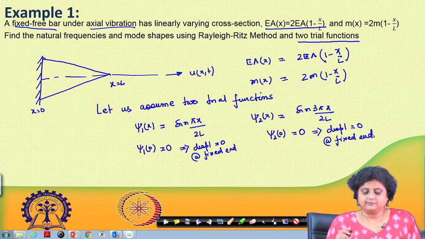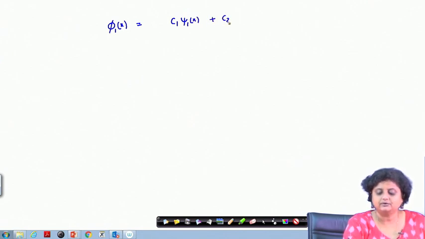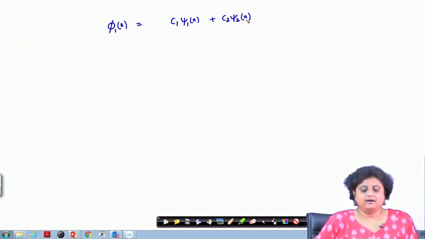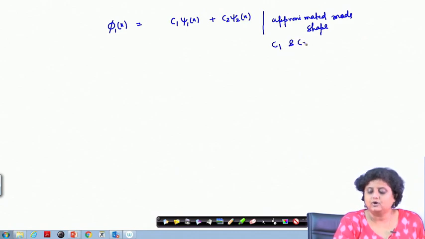So, these two are acceptable functions. Therefore, with my trial functions being these, my approximated mode shape phi 1 x is going to be C 1 psi 1 x plus C 2 psi 2 x. So, this is going to be my approximated mode shape, where C 1 and C 2 are unknown constants which we need to find out.